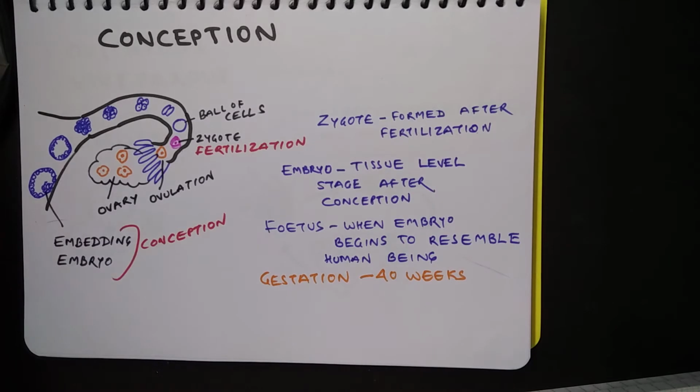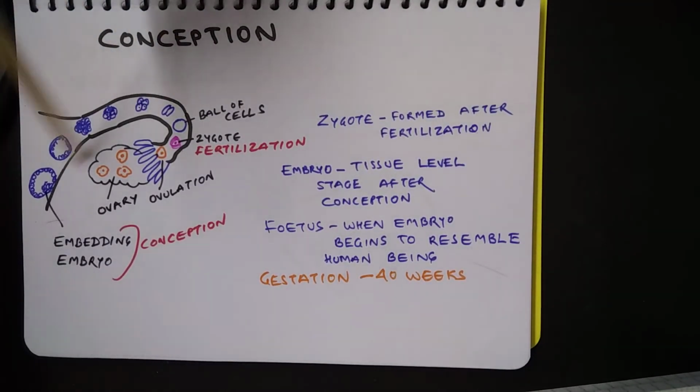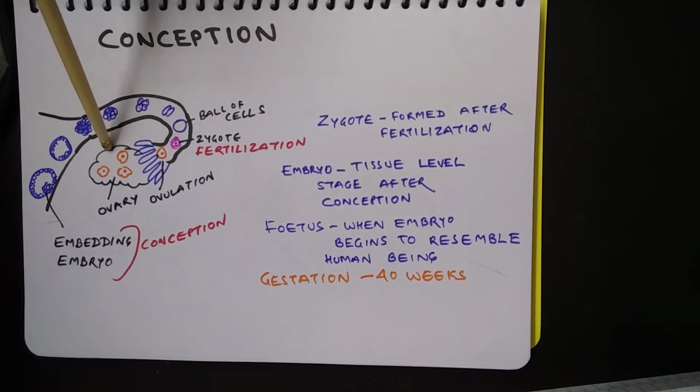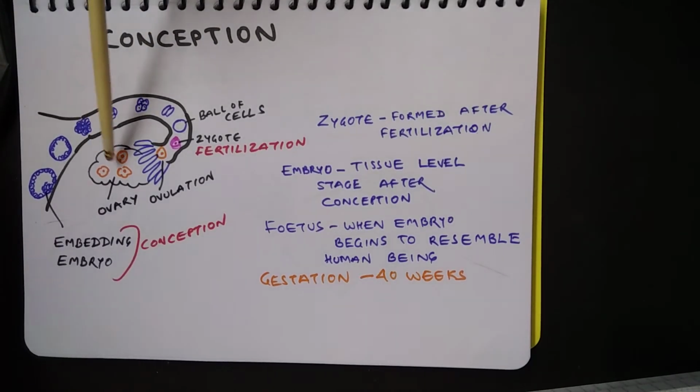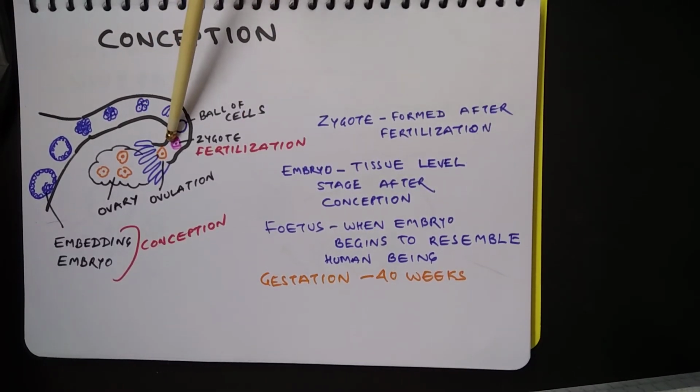Conception. Conception is the beginning of pregnancy. Conception marks the beginning of pregnancy. So fertilization does not mark the beginning of pregnancy. This diagram shows various stages of development from fertilization to conception. This is the fallopian tube. This is the ovary with many eggs or ova inside it. Every month during ovulation, one egg enters the fallopian tube, and here the fertilization takes place.